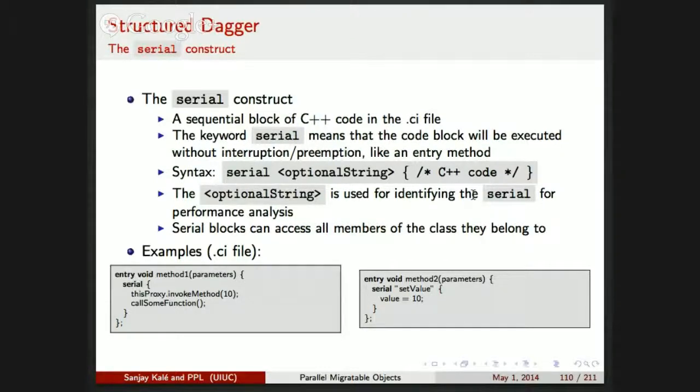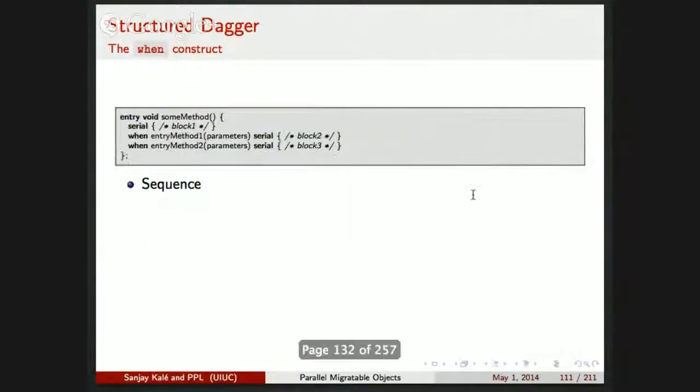Here we have another example where we've given an explicit name to this serial block. But the key thing to note is that these methods, as they're defined right here, will behave exactly like methods in Charm++ already behave. So when you receive a method one invocation, in serial, just send a message, call a function, or over here, set a value.